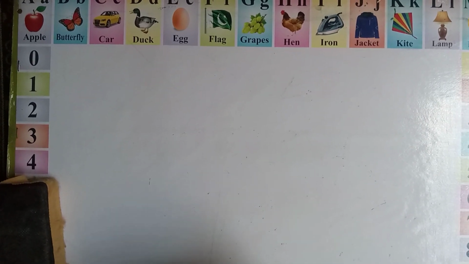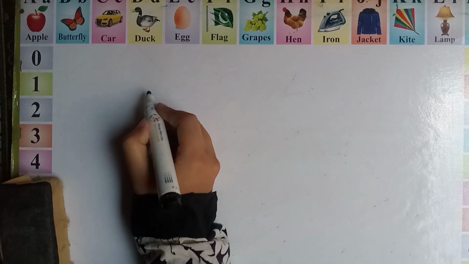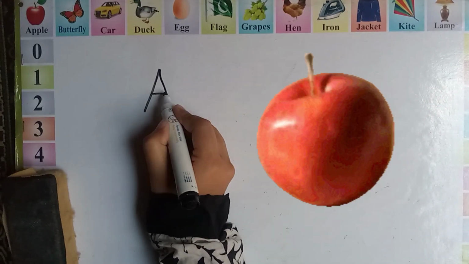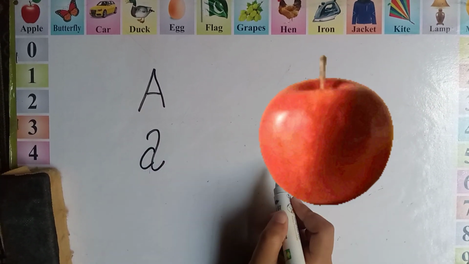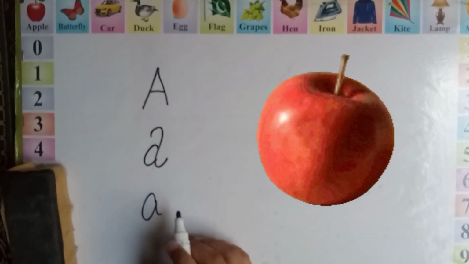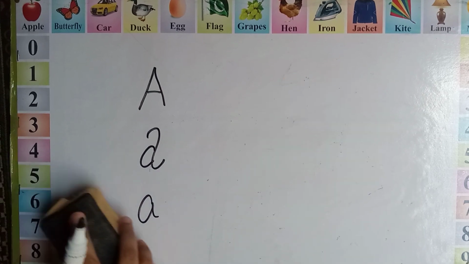Hello, today we learn alphabets with their sound. Let's restart. A is for apple. A for apple. A for apple.